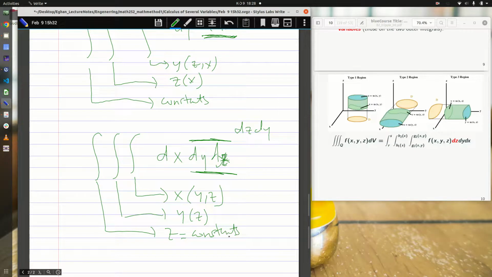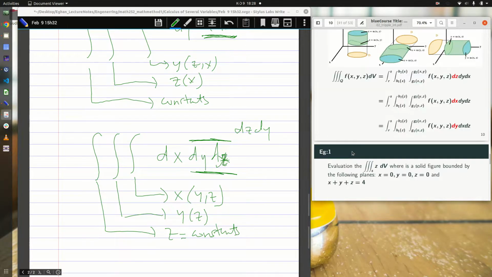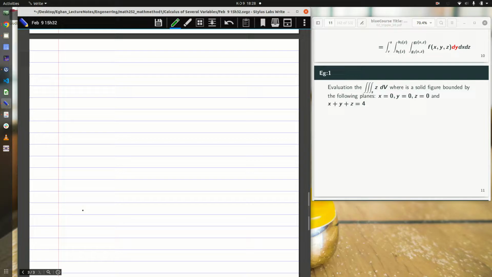Right. So looking at my figures here, that is what I have explained. Now let's take a quick example. So I'll take a next sheet. This example says that we want to evaluate a triple integral over a solid figure bounded by the following planes. Now it is quite difficult to plot a three-dimensional figure by hand, so we have software to help us. Unlike 2D, where we're able to plot our domain, here it's quite difficult by hand. But we have a way to construct our limits of integration.